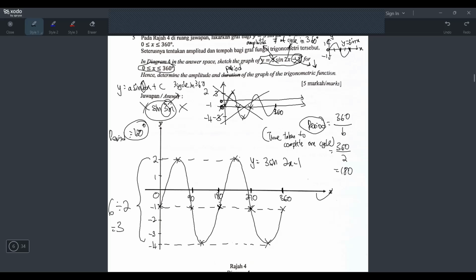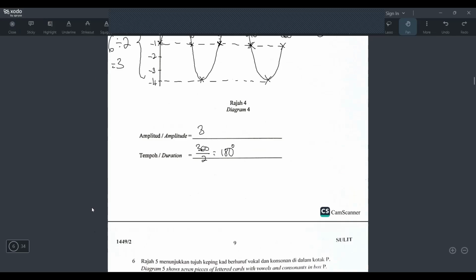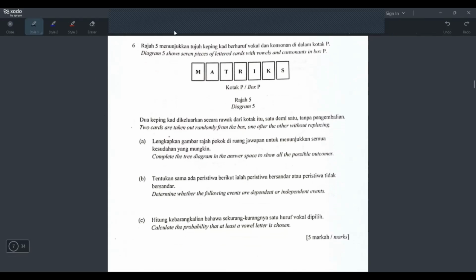120. And why is it 120? Because you take 360 divided by 3. It means one cycle completes at 120, but within 360 there are 3 cycles. That's what it means. But if it's 2x, your period will be 180. That's what it means, right? Okay, hope you understand. Okay, let's continue.